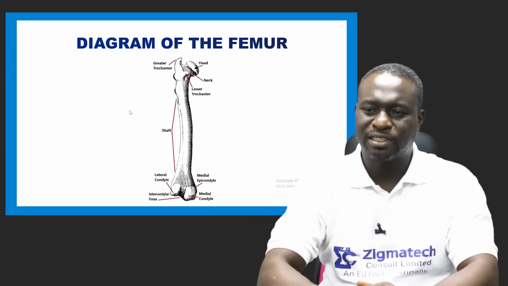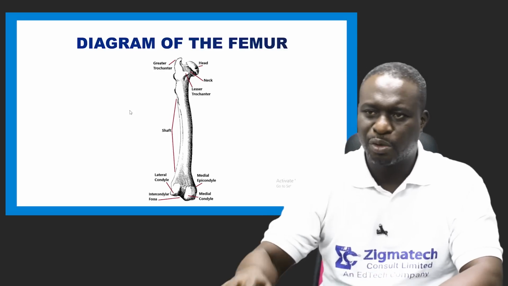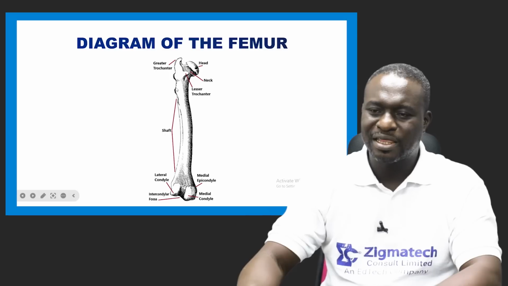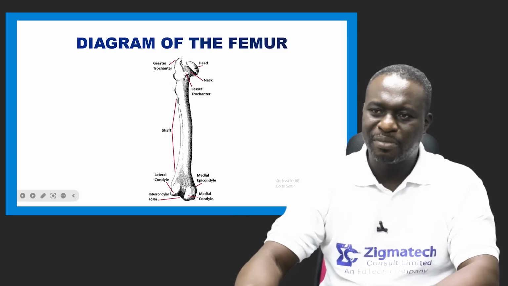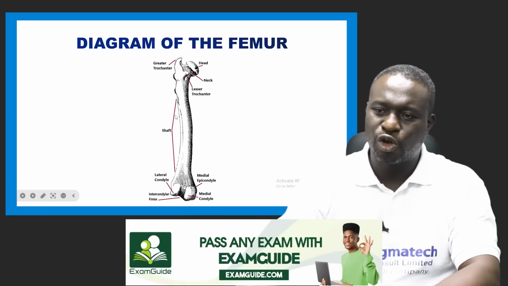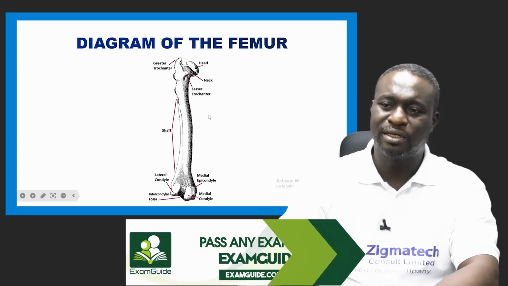Now take a look at the structure of the femur. You can notice the head. You can notice the trochanters, which are the three bones that provide attachment for the muscles. We have them here. You can also see the neck of the head, and then you can see this long shaft. You can see the condyles. The condyles provide attachment for the tibia and the fibula.